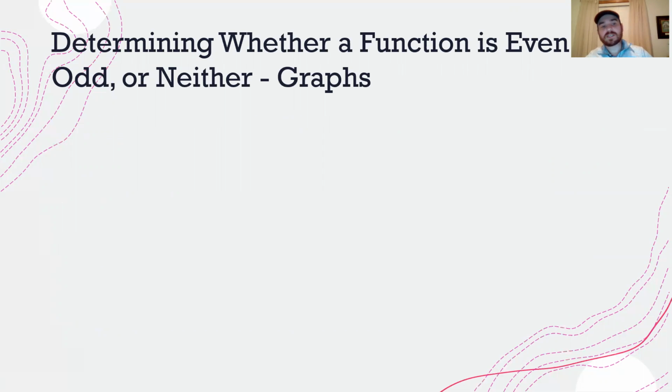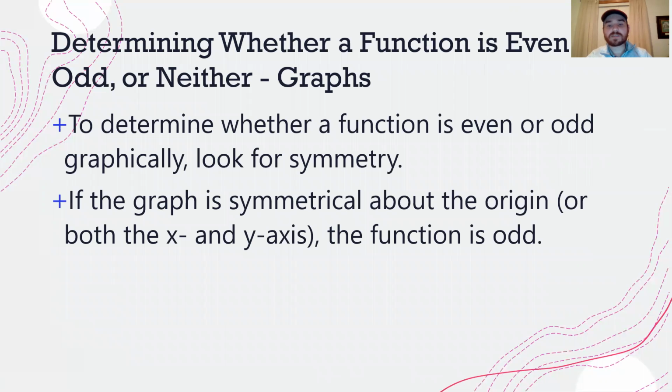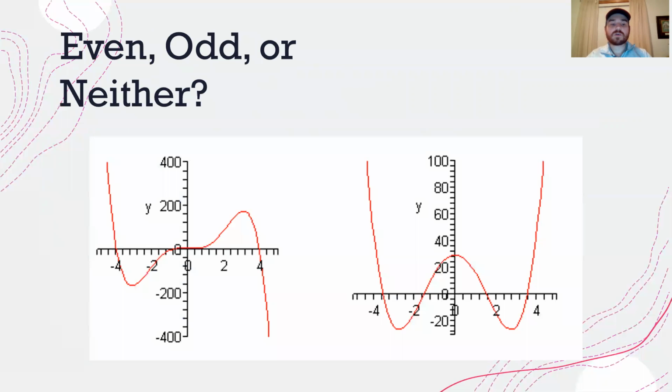Determining whether or not a function is even, odd, or neither from graphs is a little bit trickier. What we want to do is look for symmetry. If the graph is symmetrical about the origin, the function is odd. And I'll show you what this looks like in just a second. If the graph is symmetrical about the y-axis only, the function is even. So here's what I mean by that.